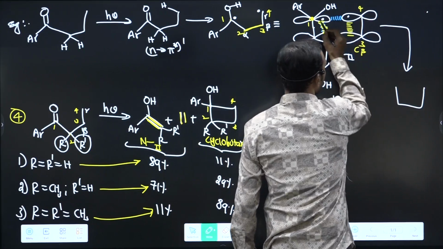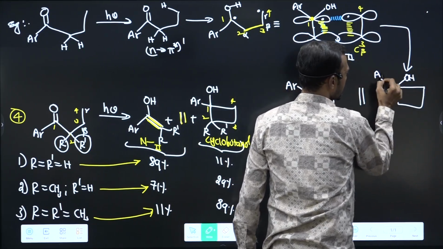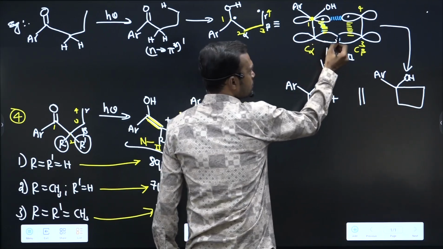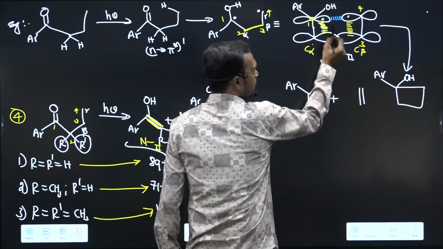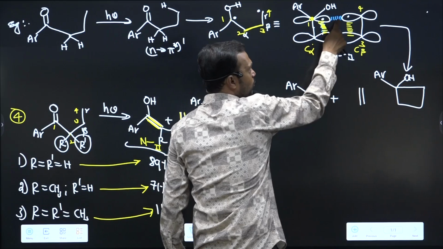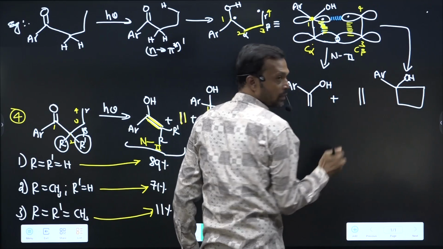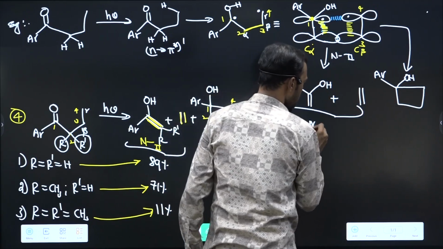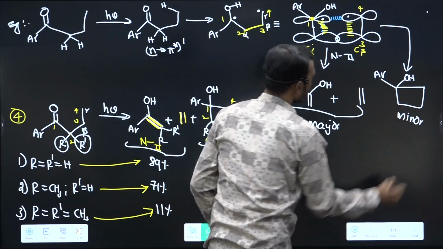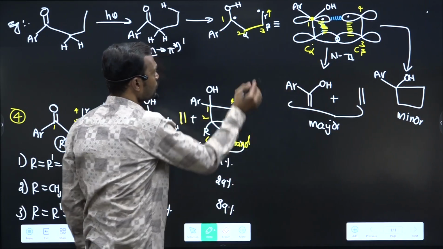See, when linear overlap takes place, you will get this product. Is it right? If this orbital and this orbital are in one plane, sideways overlap is stronger than linear overlap. If sideways overlap is very strong, you will get Norrish type 2 cleavage, and this percentage is minor. So now I can say this is major, and what about this one? This is minor.